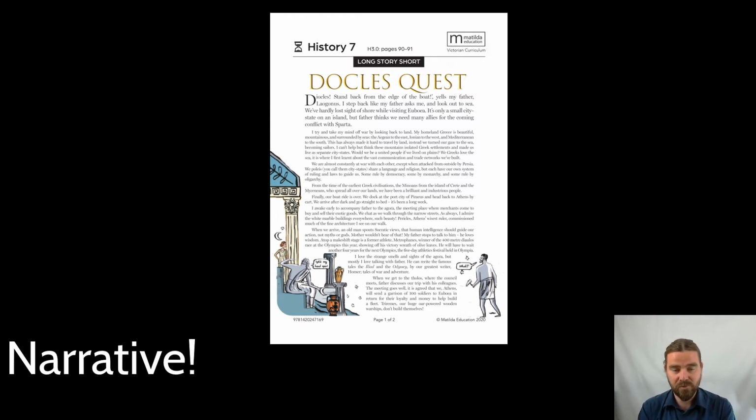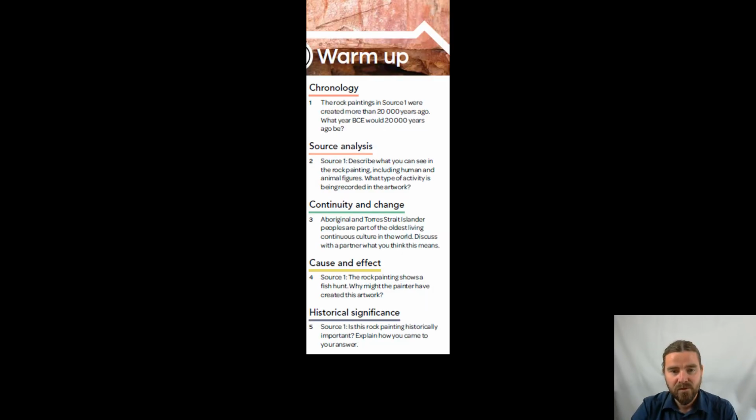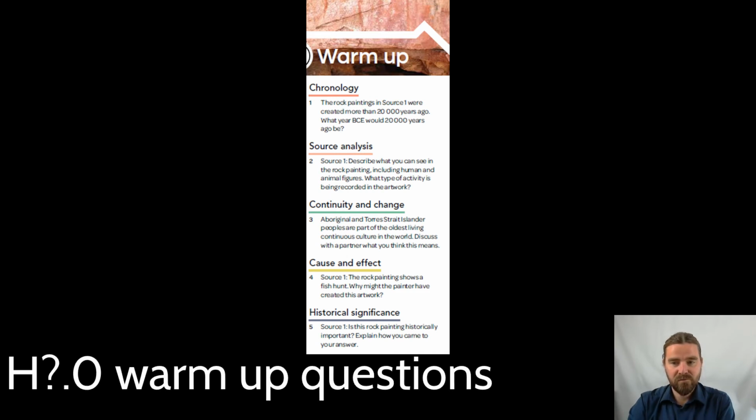We're lucky in history, we can write narratives in a story format with a teenager as the main character, so that's quite fun. Then right at the start, the H 1.0 or 2.0 chapter has warm-up questions, so I would probably use them as class discussion questions just to get people's brains working, get the juices flowing there. So that's all the stuff that I would do at the start of the unit before I started doing any of the actual spreads within it.